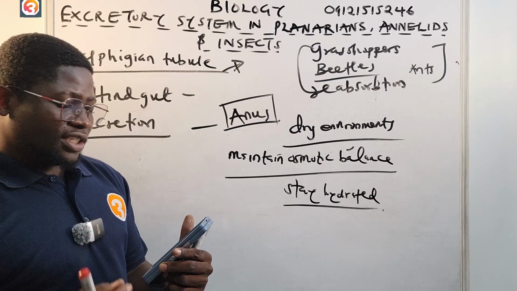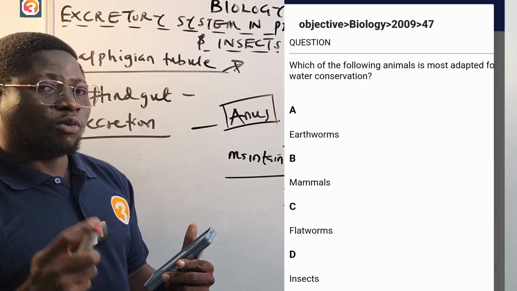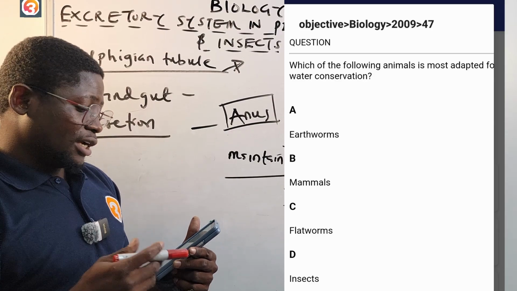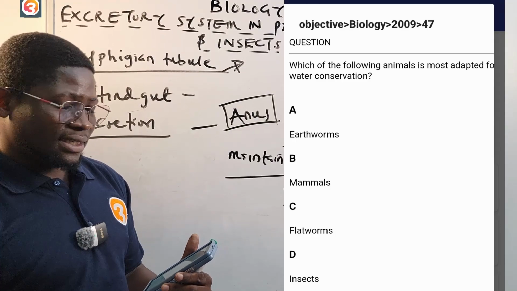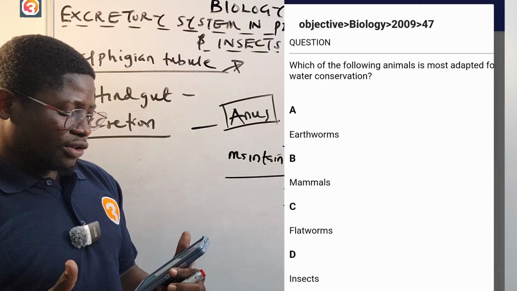Now, 2009, number 47: which of the following animals is most adapted for water conservation? That would be insects. So I have earthworms, mammals, flatworms, and insects. Insects is correct, because of where they live.